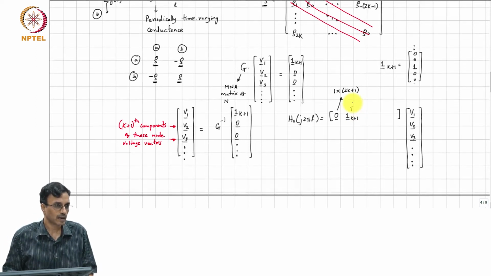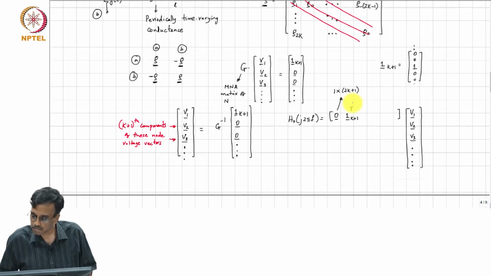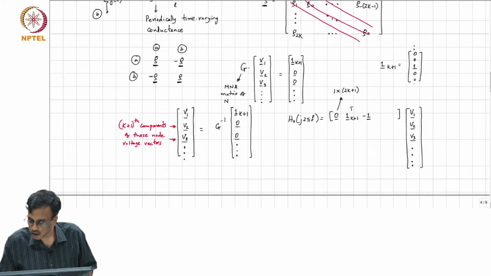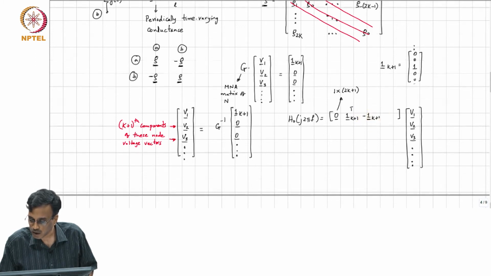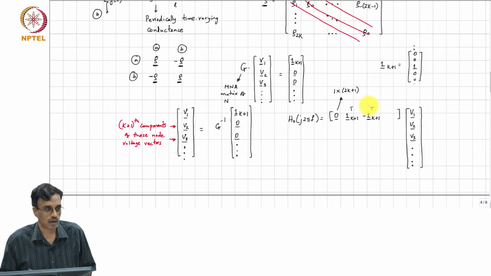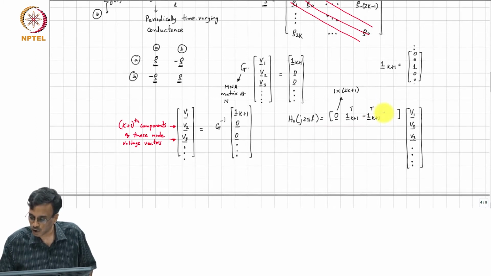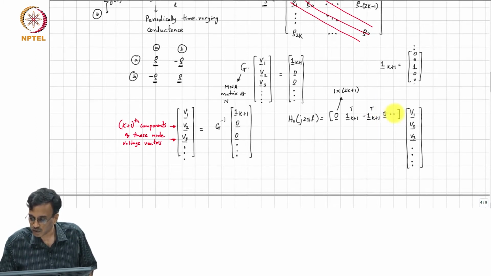Does that make sense? So, what will be the next term? Minus 1 k plus 1. Very good. It will be minus 1 k plus 1 transpose. And then the rest of it will all be zeros.